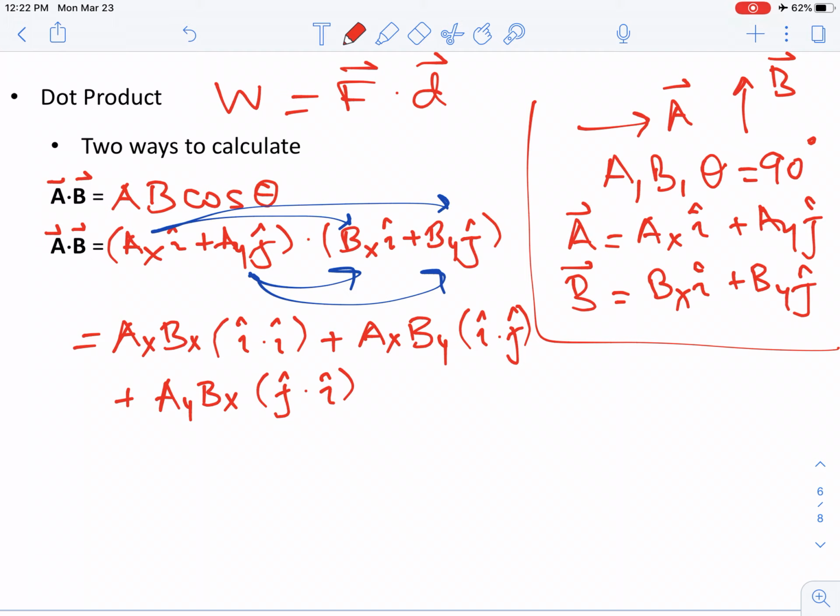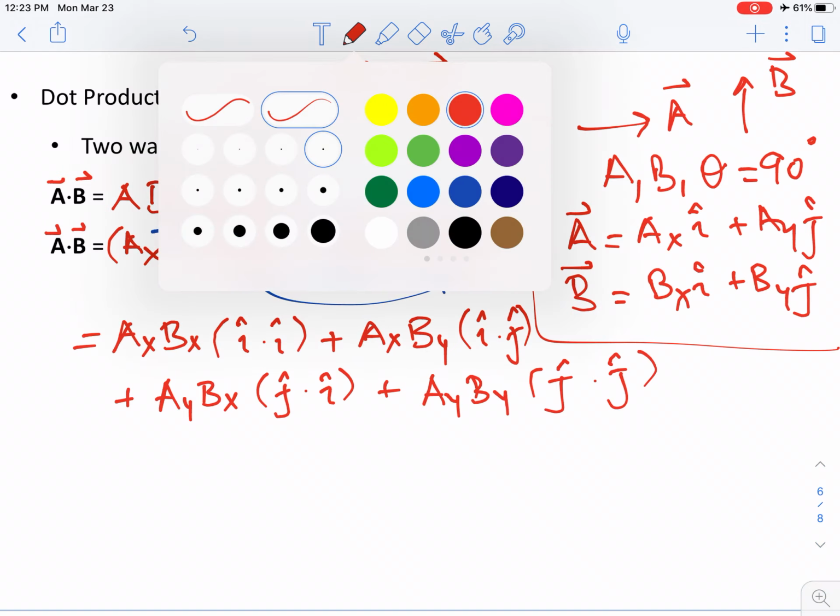I'm using an order, although order doesn't matter for the dot products. I want you to make a habit of that because for the cross product, it will matter, and we will talk about that later. And AY j hat dotted with BY j hat is AY BY, the scalar forms, and the vectors are j dotted with j, but we are going to get a scalar after that multiplication.